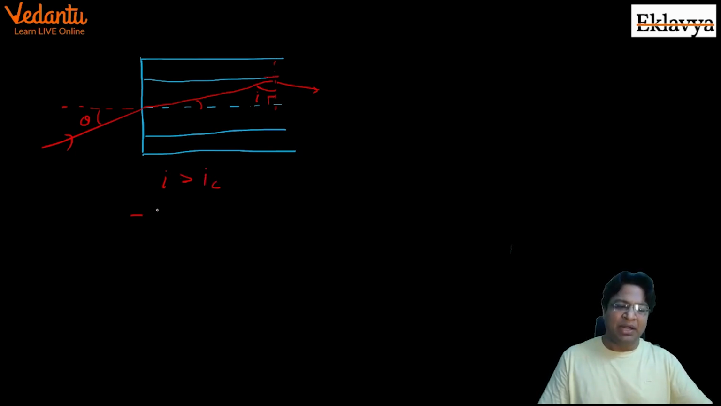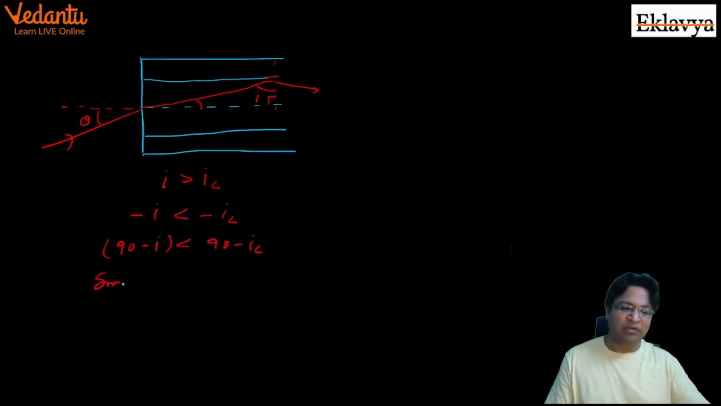See, I multiply this entire inequality with a minus sign. So minus i should be less than minus critical angle. Now I'm adding 90 degrees to both sides. So 90 minus i should be less than 90 minus critical angle. Now I'm taking sine of both sides. So sine of 90 minus i should be less than sine of 90 minus critical angle. Sine of 90 minus i becomes sine r, where r was the angle of refraction at this point. So sine r should be less than cos of the critical angle.